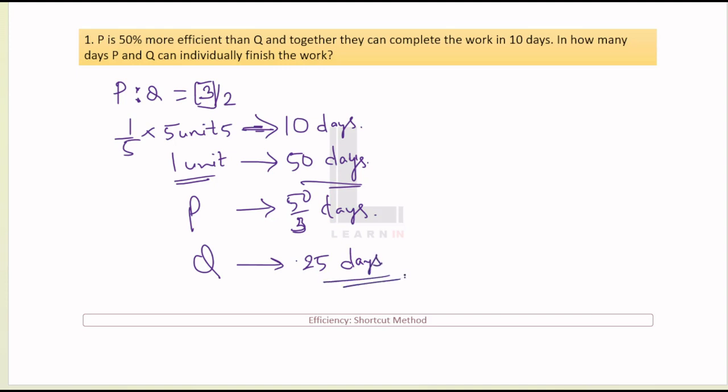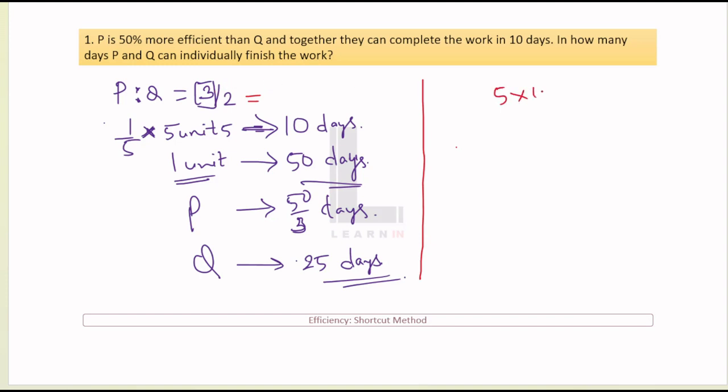I have already given you the formula of this question. Individually they can finish the work in these number of days. So this is the shortcut that we were looking for. Now let us talk about the long method. How could we have done it through the long method? We had 5 units as the total efficiency.